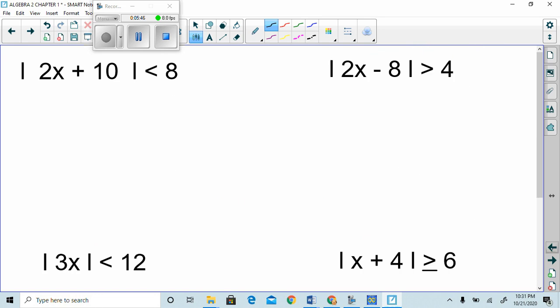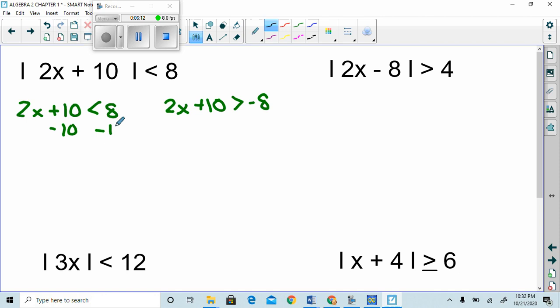I did put in a two-step here so that we could see it's the same process. This is a less than symbol, which is an AND type. I've got my 2x plus 10 is less than 8. That's one possibility. And then I have my AND, 2x plus 10. Reverse the symbol, change the sign. Subtract 10 on both sides. 2x is less than negative 2. Divide by 2. I get x is less than negative 1.